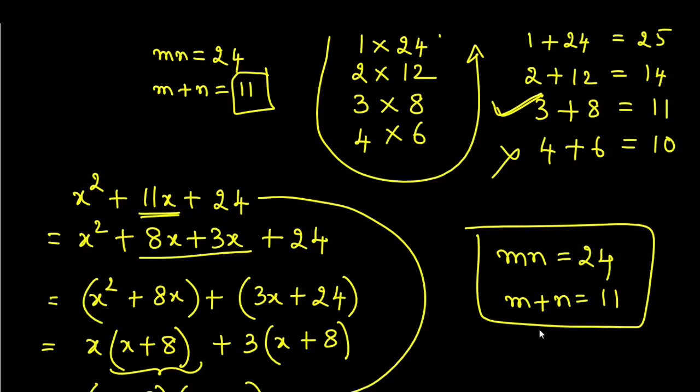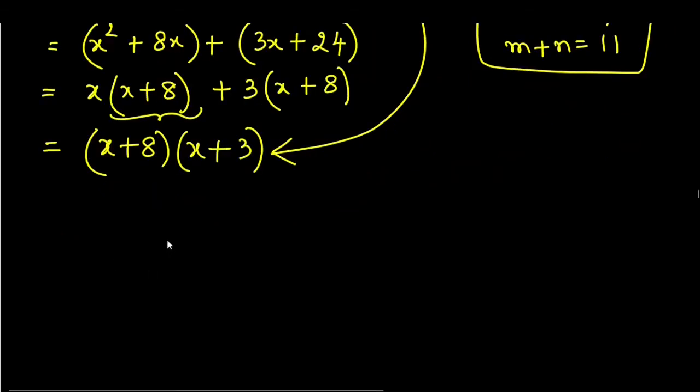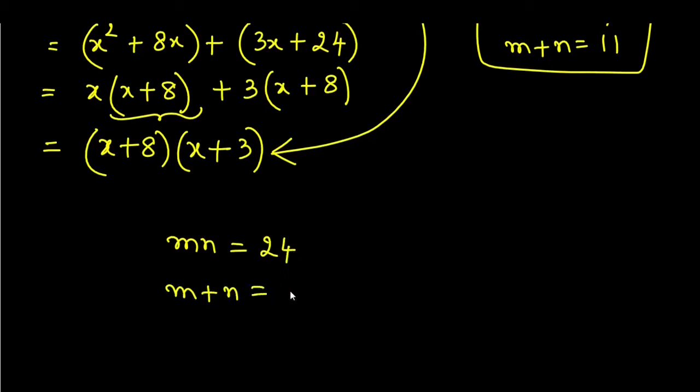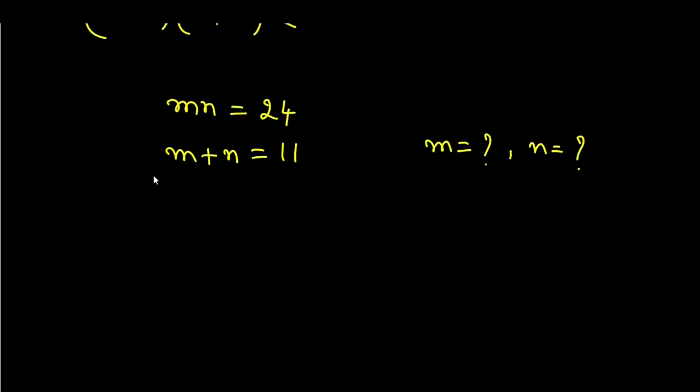Suppose we want to do it algebraically. How do we proceed? We are given two conditions. M into n is 24. M plus n is equal to 11. We have to find m and n. How do we find algebraically? Let us use special products. We have special products a plus b whole square.